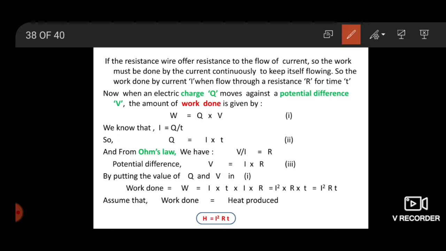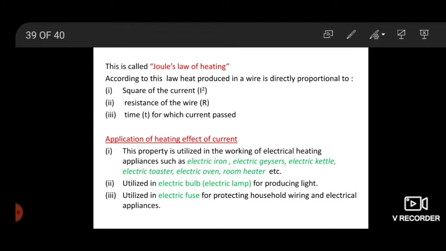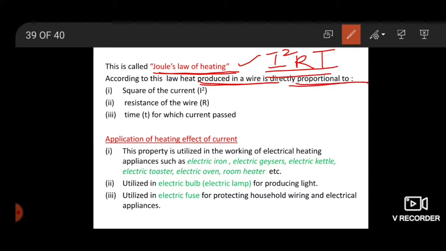According to this formula, the heat produced in a current carrying conductor having high resistance is equal to the square of the current, resistance and time taken. This is called Joule's law of heating, I square R t. According to this law, the heat produced in a wire is directly proportional to the square of the current, the resistance of the wire, and the time for which the current flows.